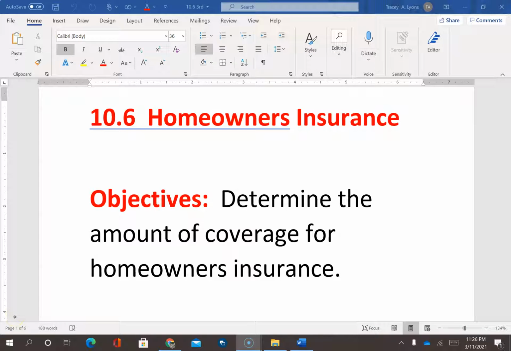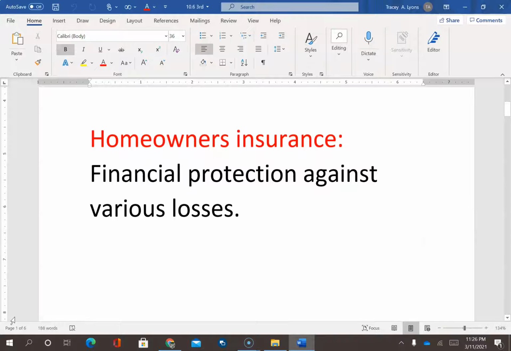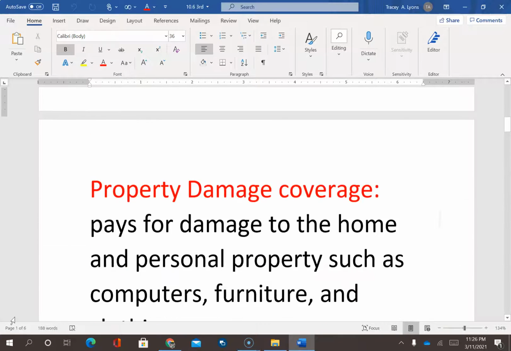Section 10.6 Homeowners Insurance. Today we're going to look at how to determine the amount of coverage for homeowners insurance. Homeowners insurance is financial protection against various losses. The different types of homeowners insurance coverages include property damage, personal liability, medical, and loss of use. So we'll go through each one of those right now.